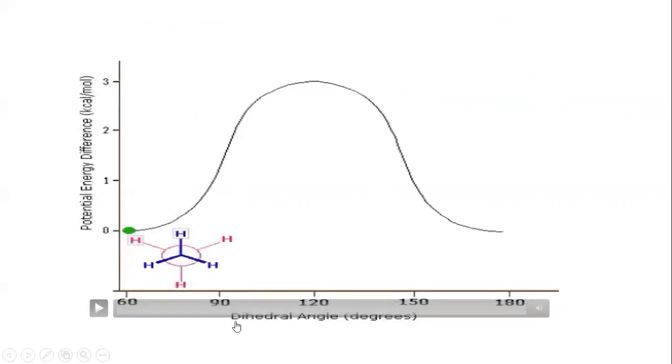Now this is the graph of the dihedral angle and the potential energy difference. If you see the dihedral angle, if it is 60 degree, it means it is having less potential energy. That is, they are much more stable. A 60-degree angle means the two adjacent atoms are far from each other and they are stable and there is very much less strain and less energy. Less energy means less strain and high stability.